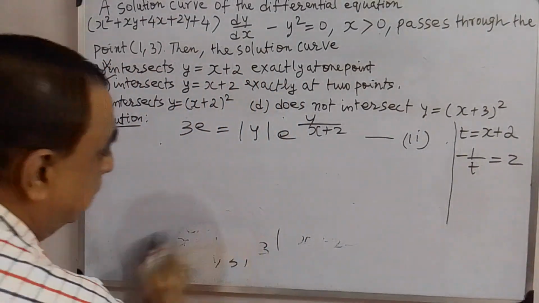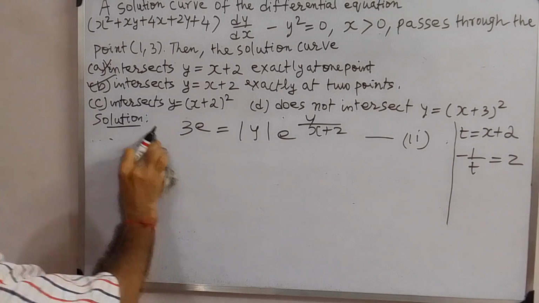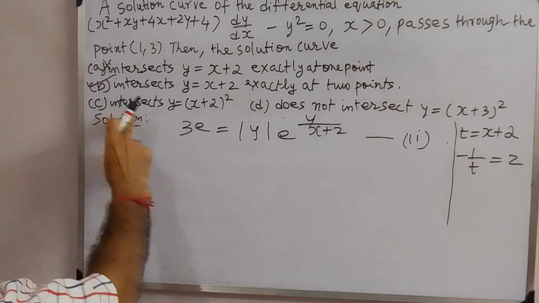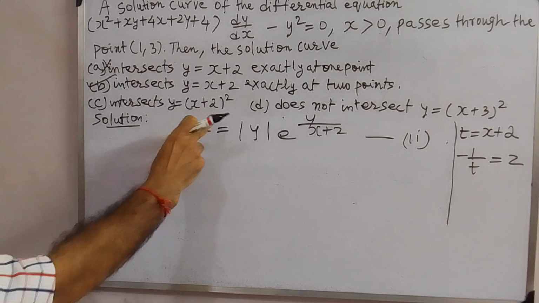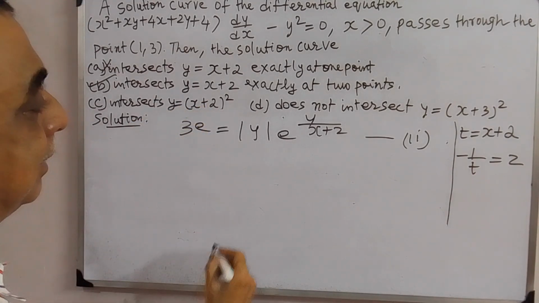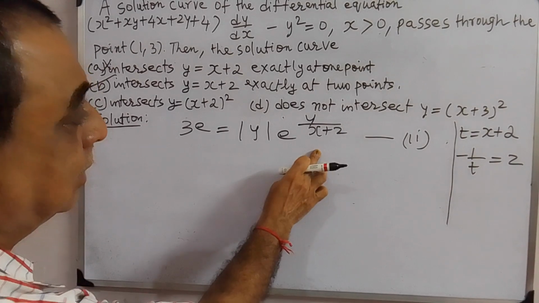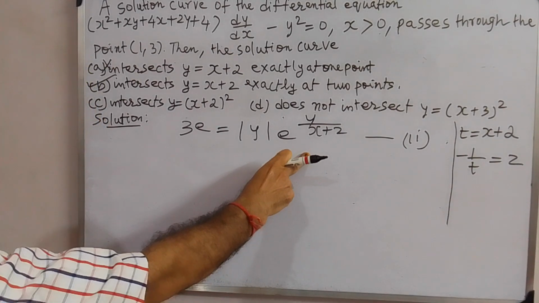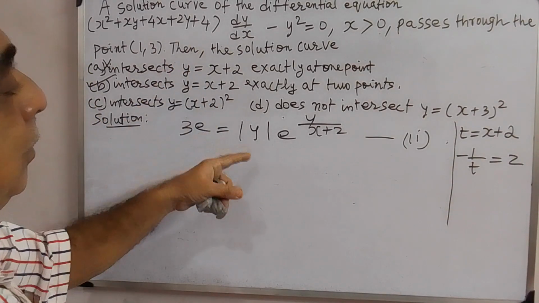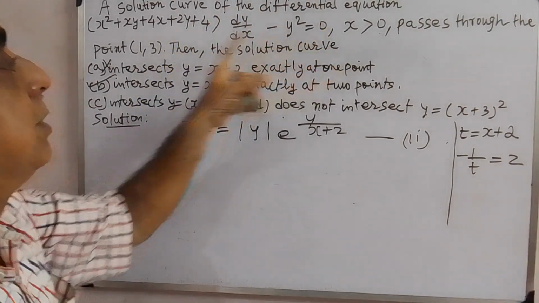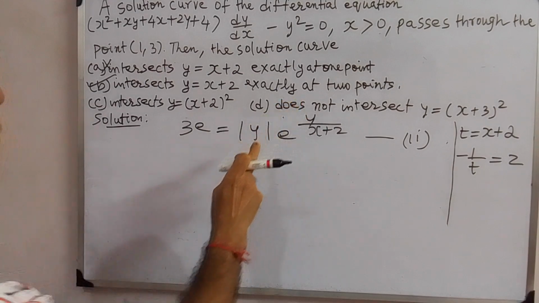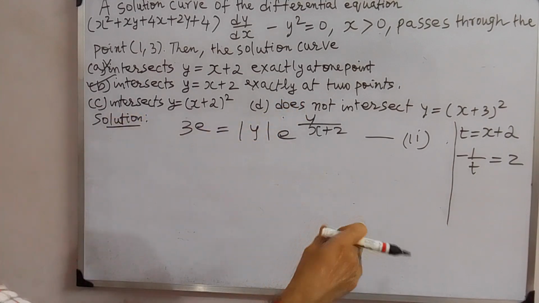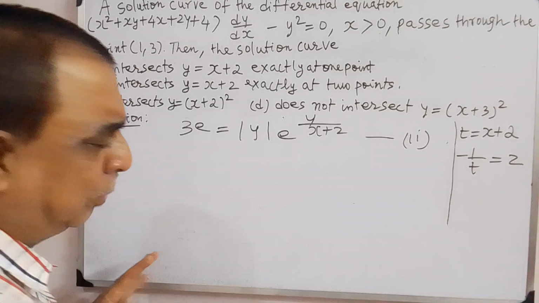Now see here. What is C telling? That y equals x plus 2 whole square is intersecting this curve, the curve that we have got by solving this differential equation. That curve intersects at what, means either one point or any number of points.